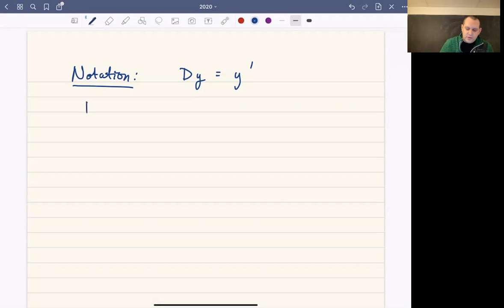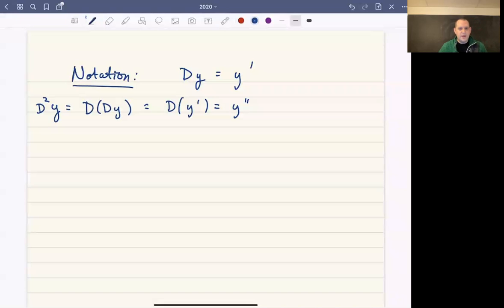And if you were to compute D of Dy, because it's a linear operator, we call that D squared y. This just says take the derivative of whatever this Dy is, which is y prime. So in other words, take two derivatives. So D squared y says take two derivatives. Likewise, D cubed y says take three derivatives, and so on.